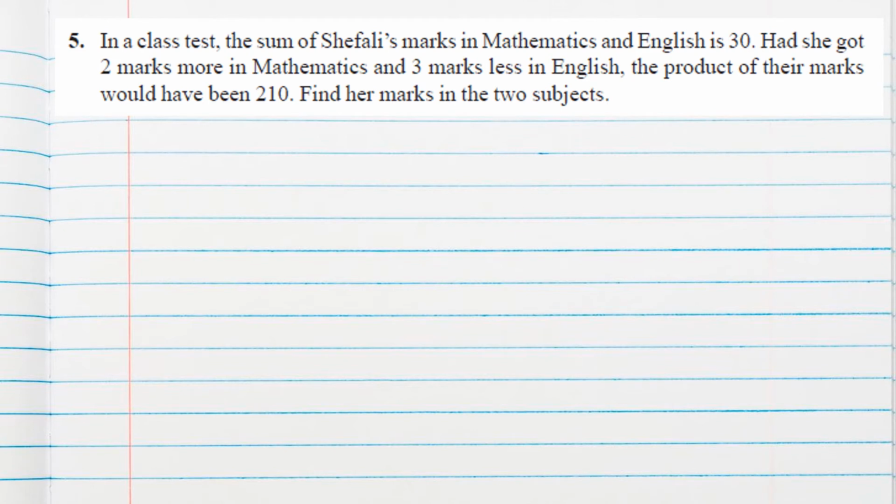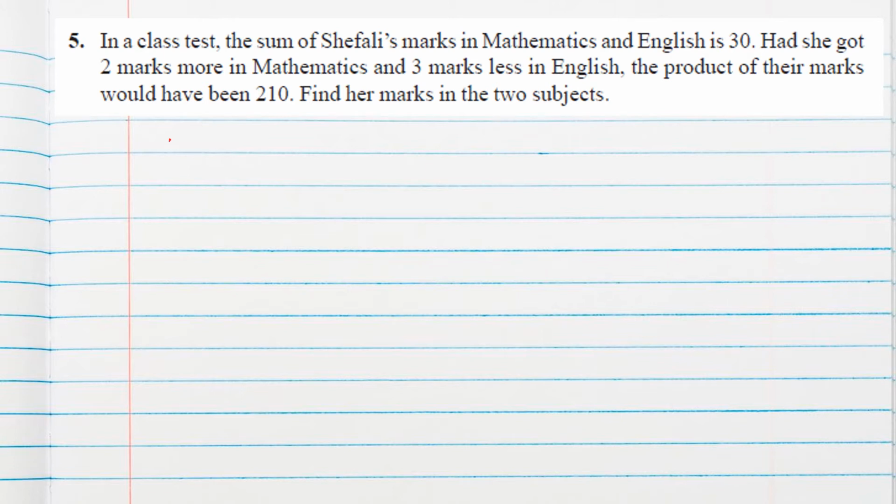In a class test, the sum of Shefali's marks in mathematics and English is 30. Had she got 2 marks more in mathematics and 3 marks less in English, the product of their marks would have been 210. Find her marks in the two subjects. So what we will do, we will suppose marks in one subject, either in English or in maths. So suppose marks in maths.